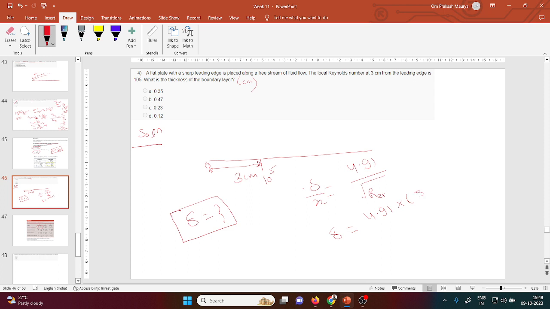It is not matching actually. So 1.4 something is coming. Your Re is given. So basically it is 4.91 into 0.03 divided by root of 10 to the power 5. So 0.4 something is coming. Yes, so option B is correct.